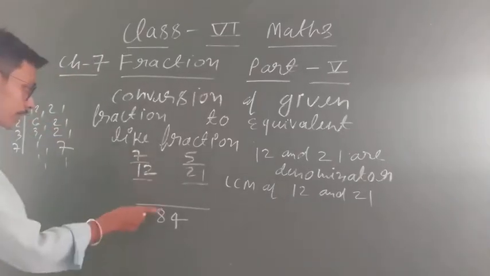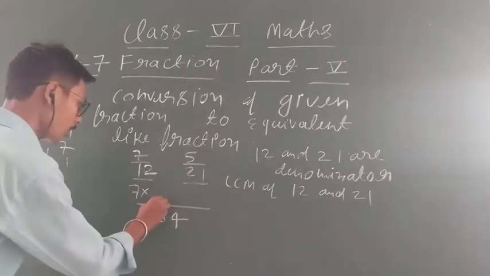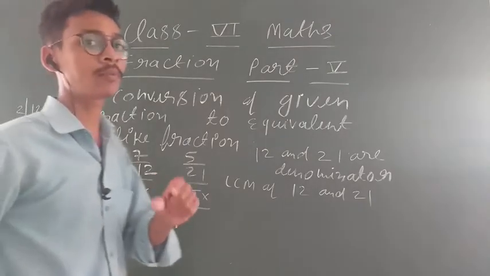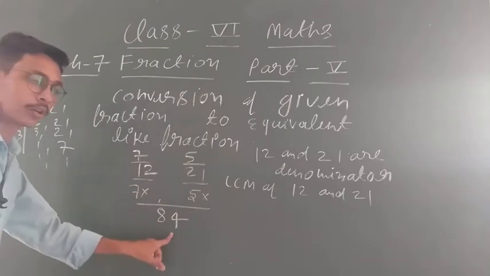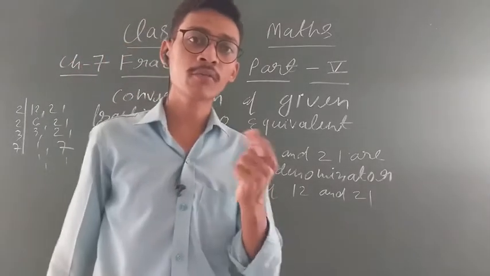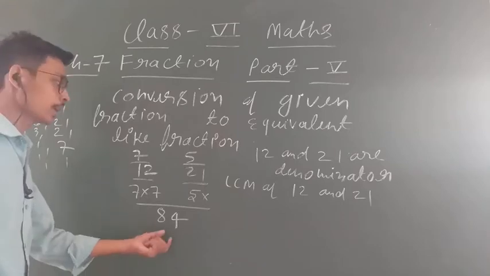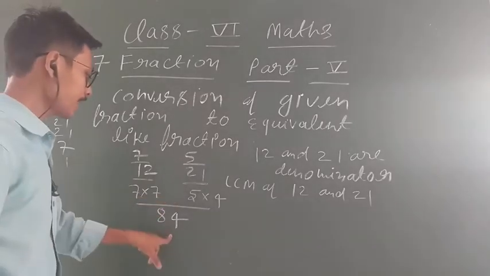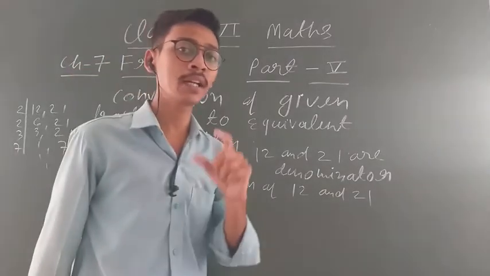Okay, so you can write 7 into, comma, 5 into, it will be easier, because ultimately you have to multiply the numerator. So now students, 12 times 7 is 84. Here you will write 7 because you have to multiply it by the numerator. Again 21 times 4 is 84. So now you will multiply by 4. Is that clear everyone? First I divided the LCM by the denominator, and the number which comes we multiply into the numerator.